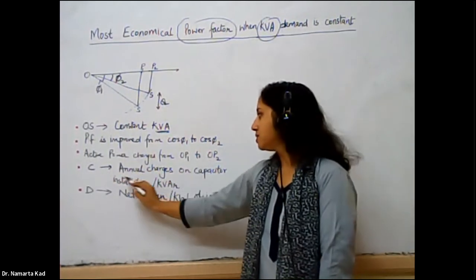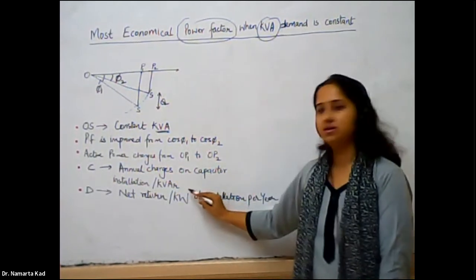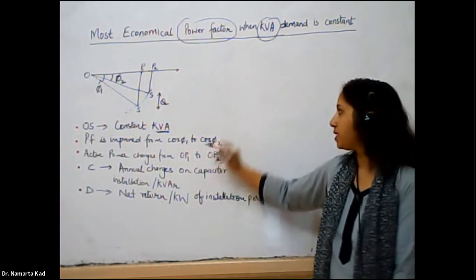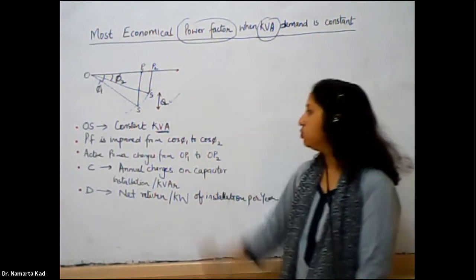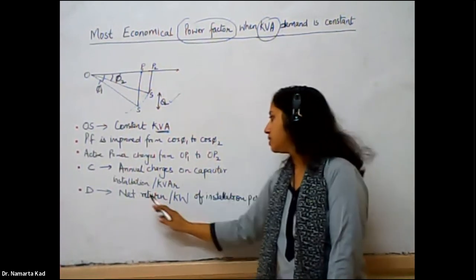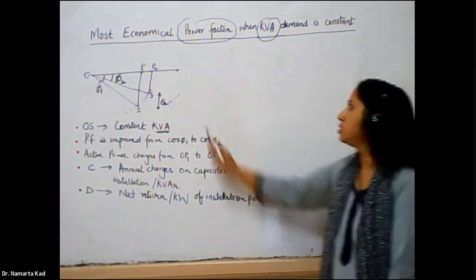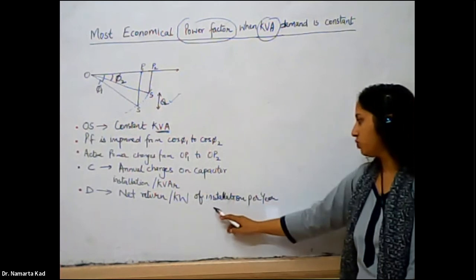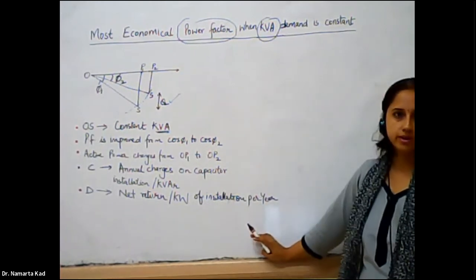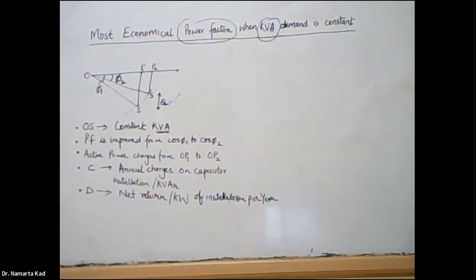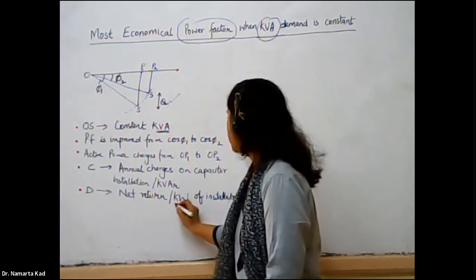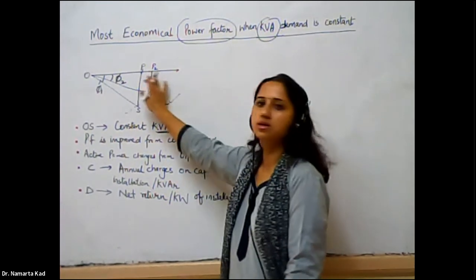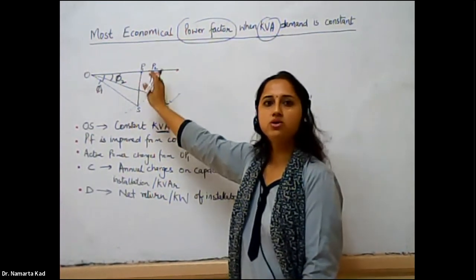Let C be the annual charges on capacitor installation, given by this reactive Q, and D is the net return per kilowatt on the useful power, the net return per kilowatt of installation per year. So these are the notations used for this derivation. Now, the annual increase in return, as here the output power is increased from OP1 to OP2.